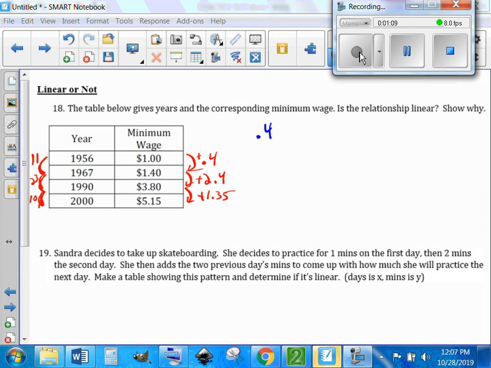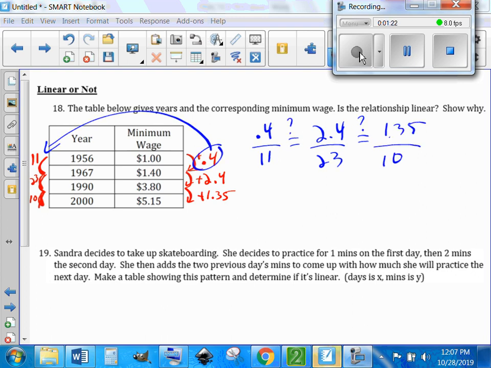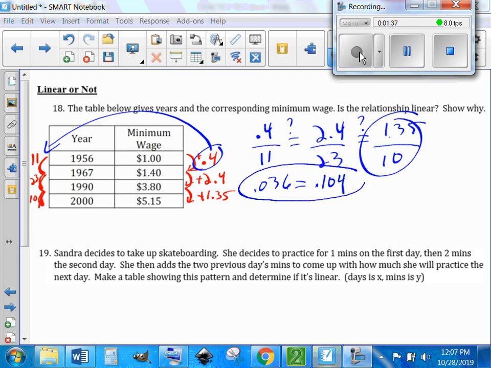So first we had 0.4 over 11. We want to know, is that the same as 2.4 over 23? Is that the same as 1.35 over 10? So simply put, you can type those in your calculator, and we get 0.036 is not equal to 0.104. Now we can stop right there and say it's not linear. We don't even need to check this, because if any of the slopes are not the same, then the whole thing is not linear. So this here is your work to show, and you would say, no, not linear.